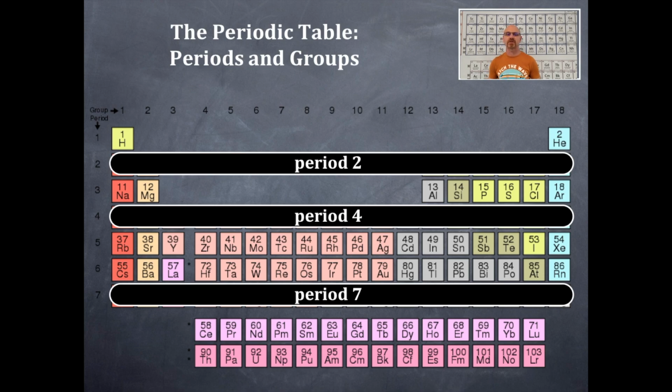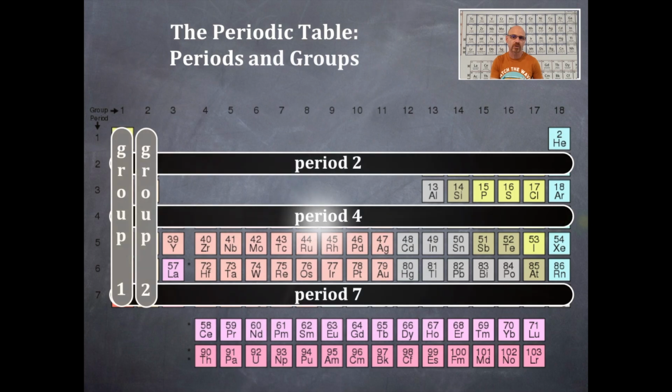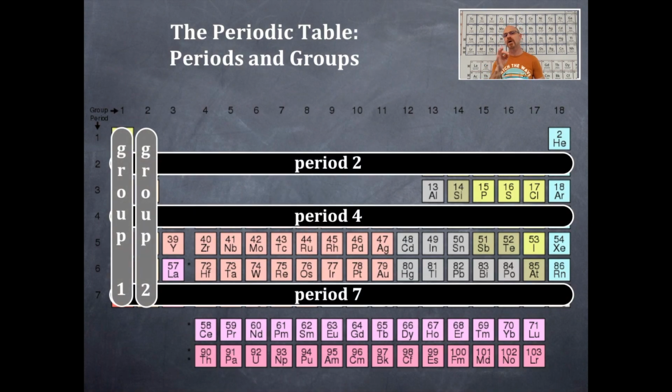The next part of the periodic table are vertical columns up and down, and these are called groups. So, this is group 1. Then the next one is group 2. Fantastic. You should be able to continue on with these vertical columns on the periodic table all the way up to group 18. Okay, so there are 7 periods on the periodic table and 18 groups on the periodic table.